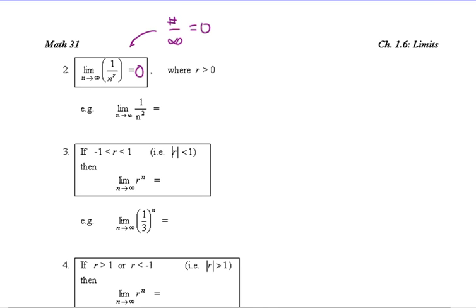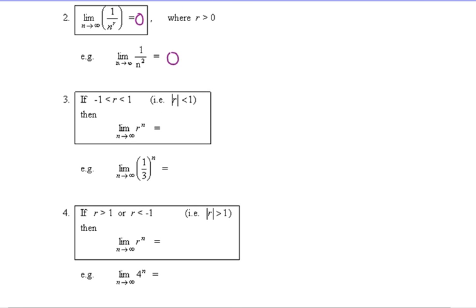Okay? So next, guys, here's an example. So if n approaches infinity, 1 over n squared, what would that approach? 1 over a large number is going to approach 0. It's going to be a really tiny number, but it's going to approach 0.